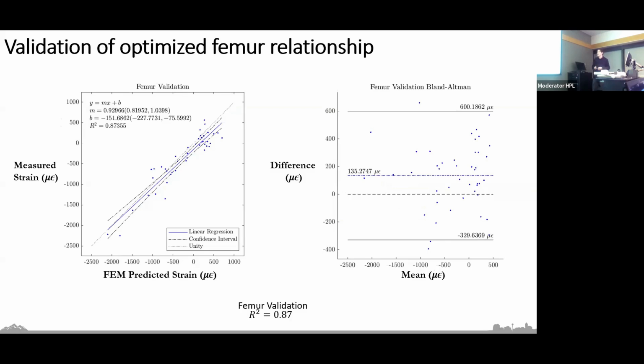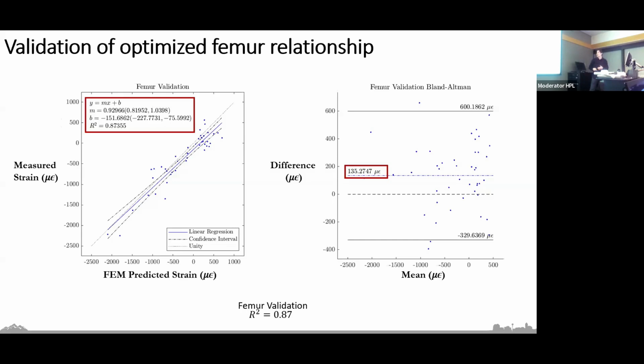Now looking at the femur relationship, again, linear regression here on the left, we can see it still performs well, not quite as good as the tibia. We can explain up to 87% of the variation in those experimental bone strain measurements. And then looking over at the Bland-Altman plot, again, we have some of that bias towards under-predicting bone strains. In this case, it's actually a little bit more than the tibia.